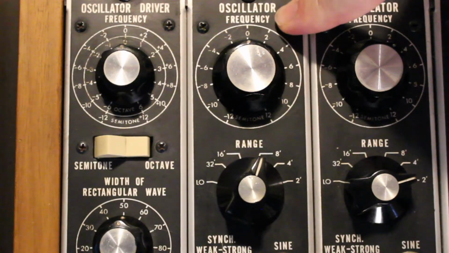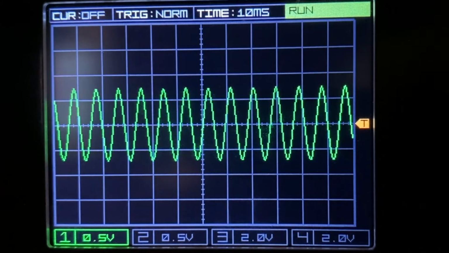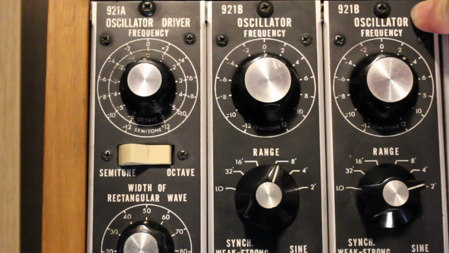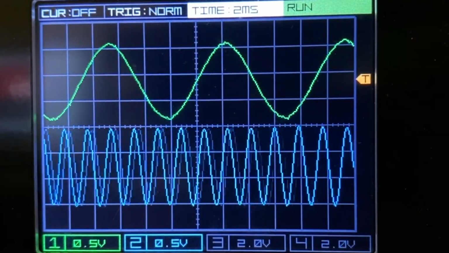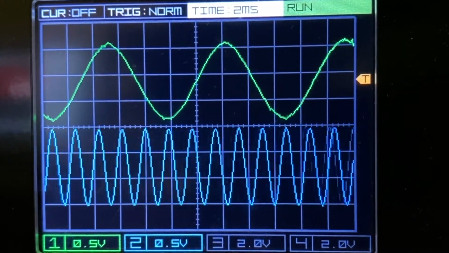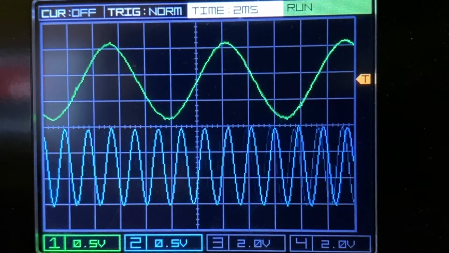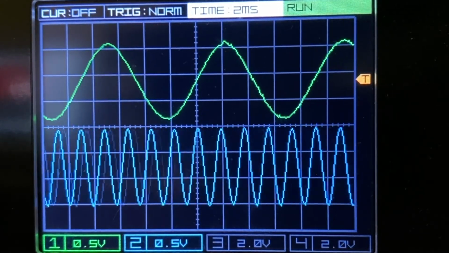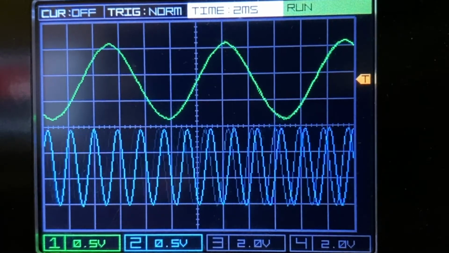So first, the 110 Hz sine wave. And next, the 550 Hz sine wave. But I'm going to have both sine waves displayed on the same graph. The top one in green is the 110 Hz wave, and the one at the bottom in blue is the 550 Hz wave. Notice how many more peaks there are in that wave.